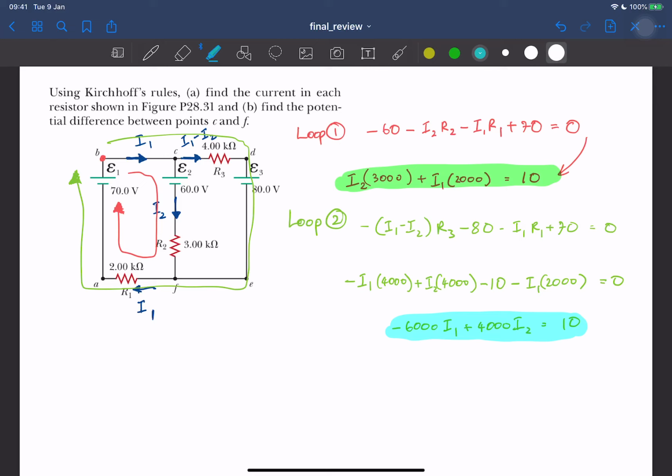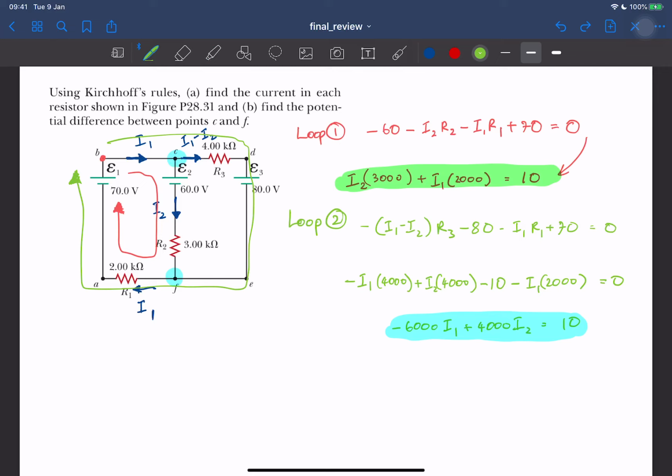But the next thing we need to find is the potential difference between point C and F. So where are points C and F? C is here and F is here. So what's the potential difference? For the potential difference, you need to know I2. Let's say you don't have R2 here. Then the potential difference would come just from the 60 volt battery, so the answer would be 60 if you don't have R2. But since you have R2, you need to subtract the potential difference across R2.